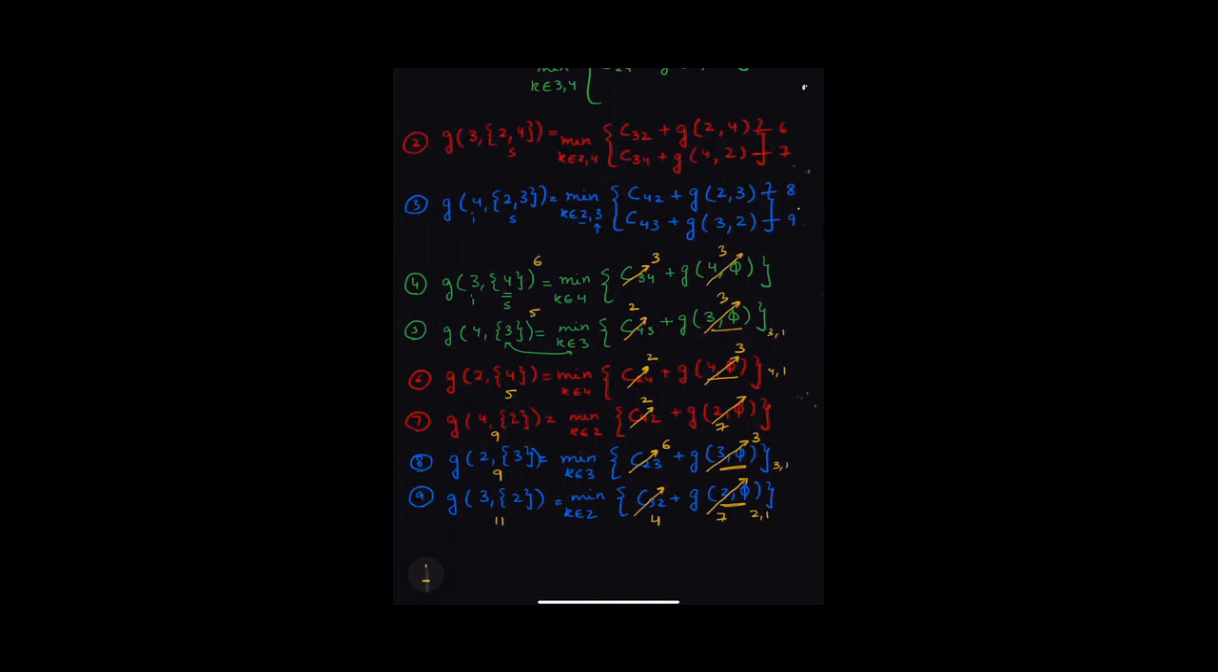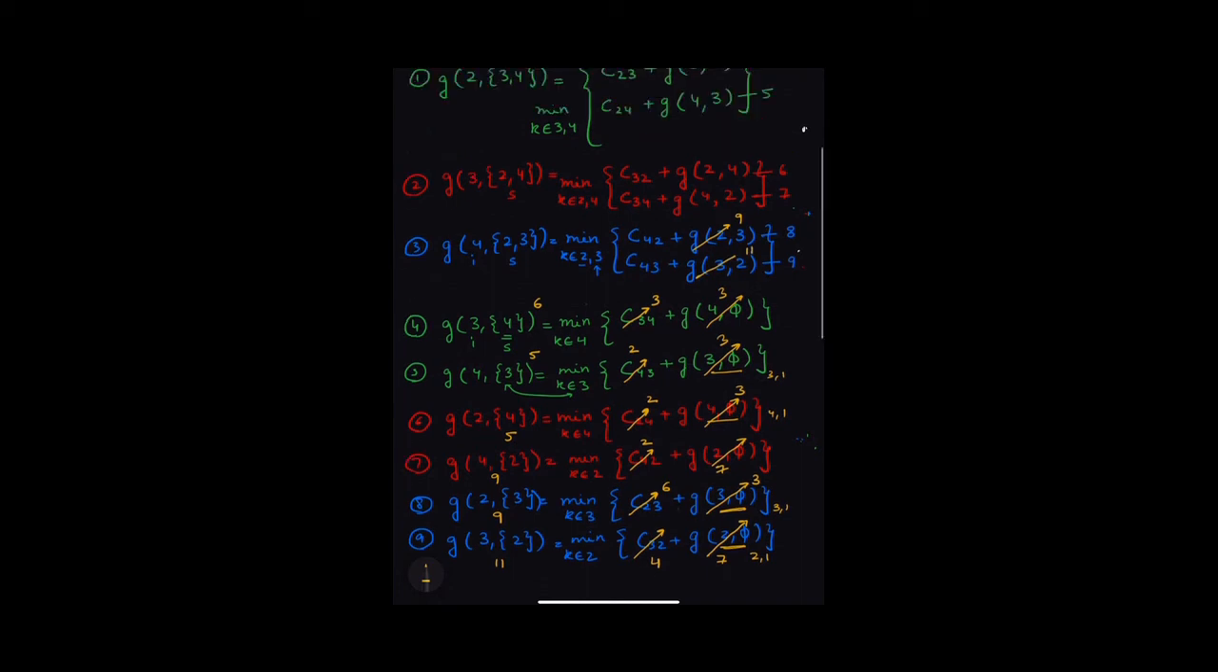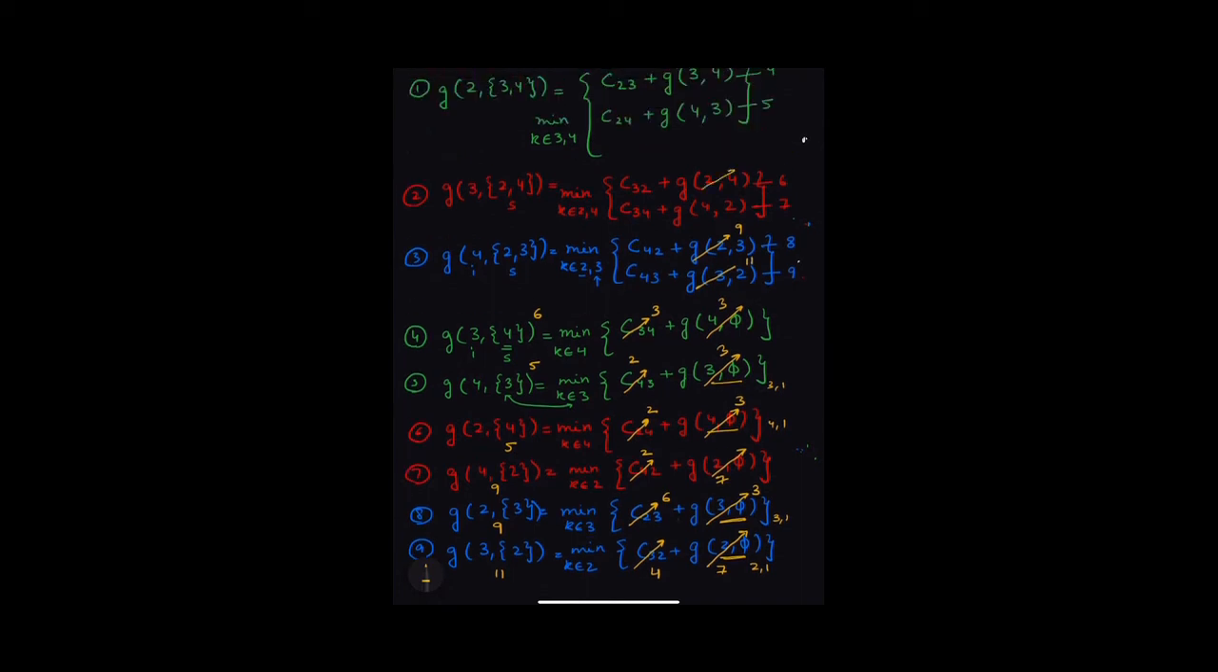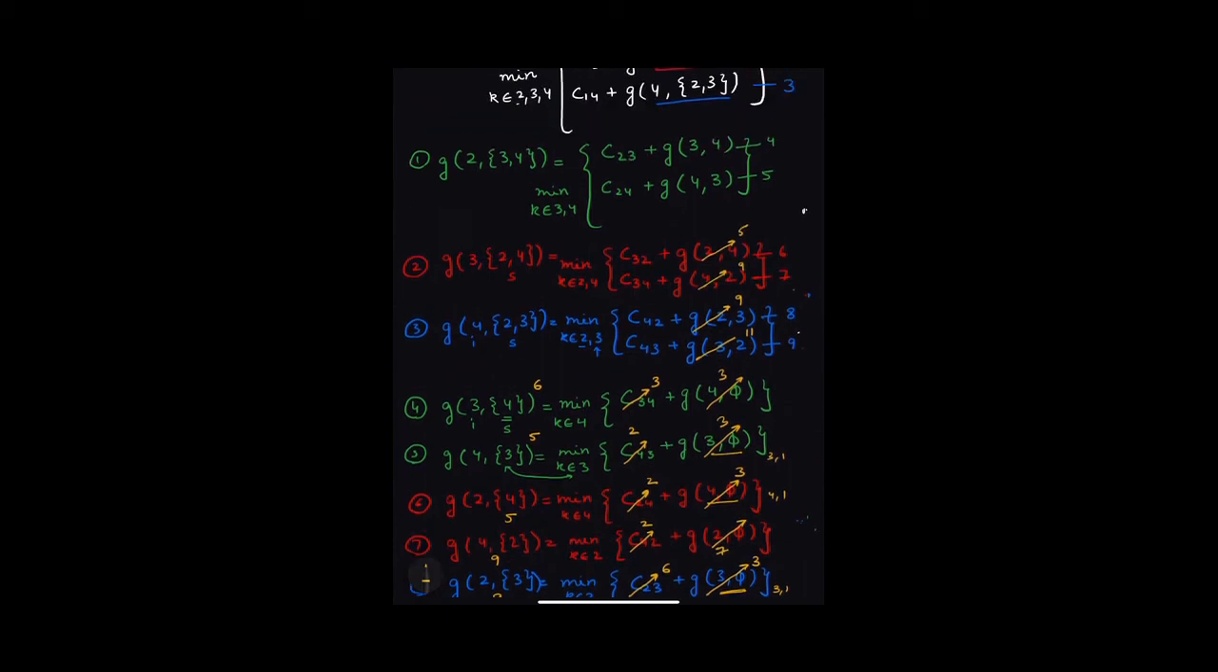Now we are going to put these values in our third, second and first equation. So the value of 2, 3 that we got was 9 and the value of 3, 2 was 11. Similarly, for 2, 4, we were getting a value as 5 and for 4, 2, we are getting a value as 9. For 3, 4, we are getting a value as 6 and for 4, 3, we are getting a value of 5.